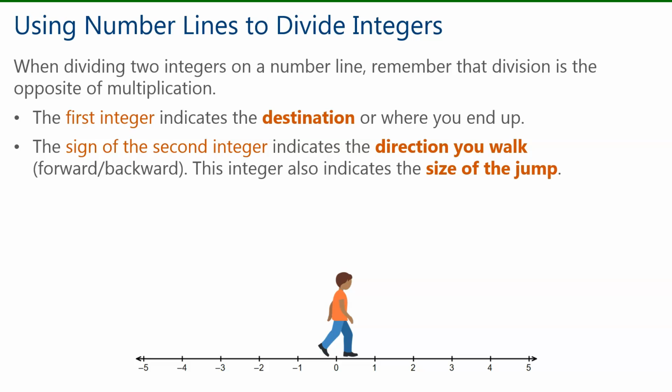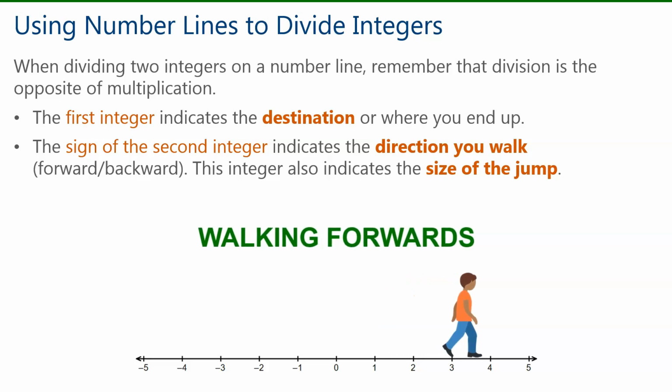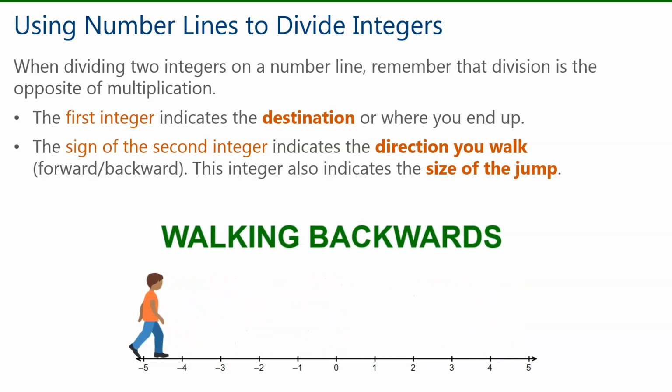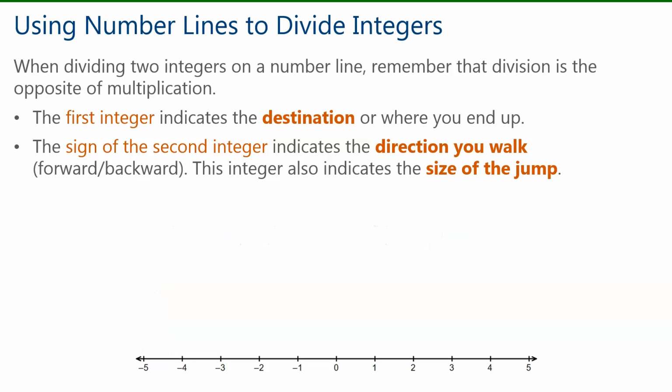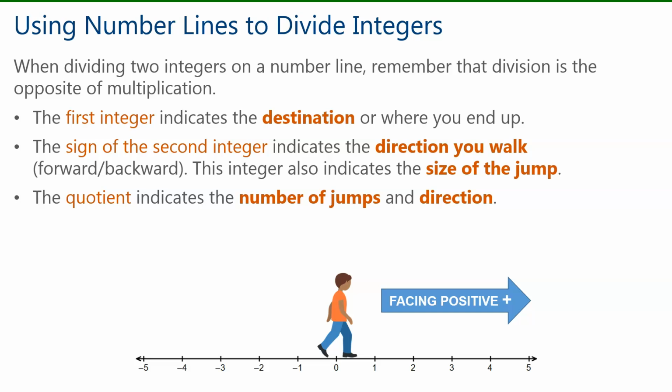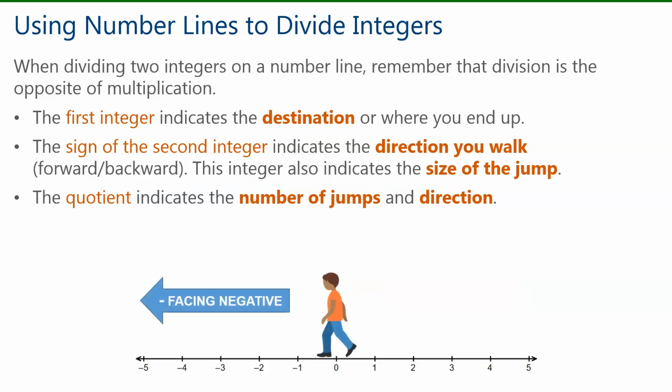The sign of the second integer indicates the direction you walk, if you're walking forwards, or if you're walking backwards. This integer also indicates the size of the jump. The quotient, or the answer, indicates the number of jumps and the direction you end up facing. So whether you end up facing the positive direction, or if you end up facing the negative direction.